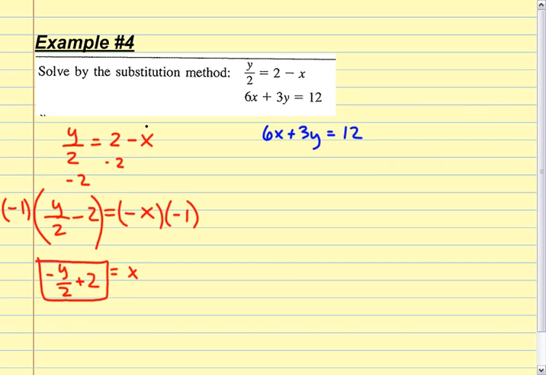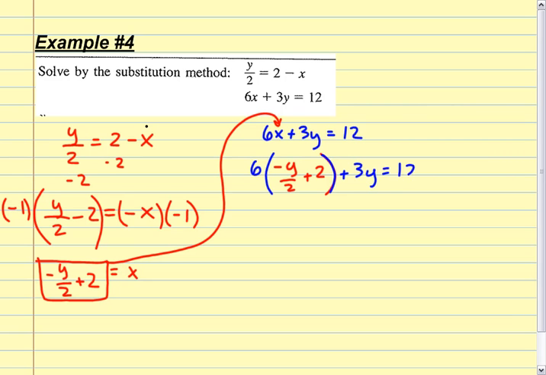Now, I'm going to take that and I'm going to plug it in for x in the other equation. So now I've got 6 times, not x, but what x equals. Negative y over 2 plus 2 plus 3y is equal to 12. Okay, so when I distribute this in, remember, please know how to multiply whole numbers and fractions. Okay, that's going to give me negative 6y over 2. I'll reduce that in a minute. Plus 12.